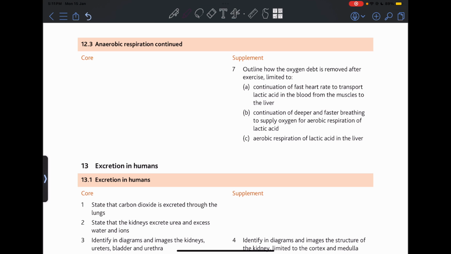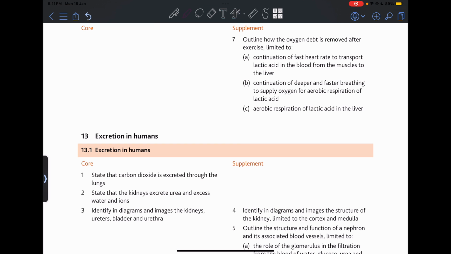First of all, you're going to have a fast heart rate so that your body can rapidly remove the lactic acid from the blood to the liver so that it can be broken down. Your body will also continue to have deep and fast breathing rates, to supply oxygen for aerobic respiration of lactic acid. After that, it will be aerobically respired in your liver. This is how the lactic acid will be broken down.